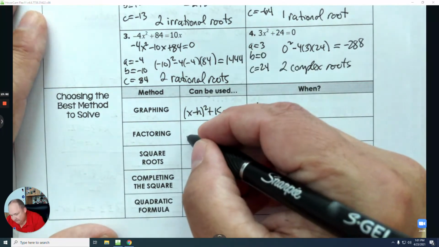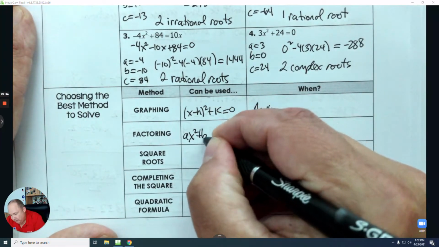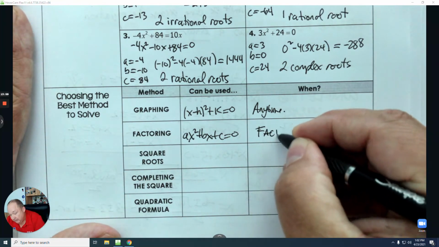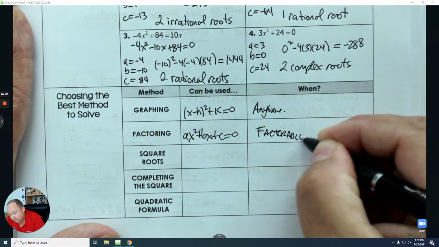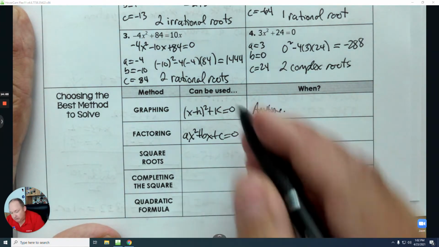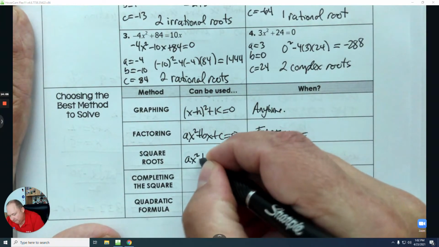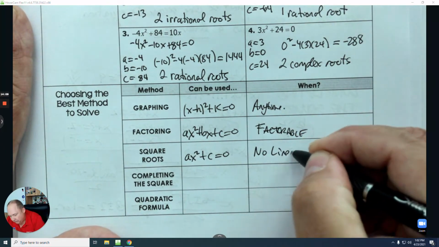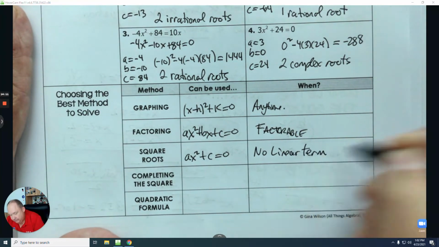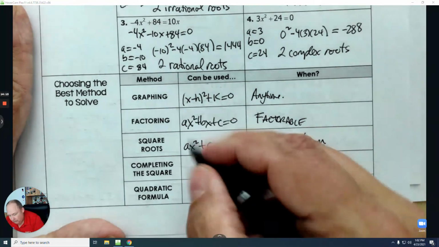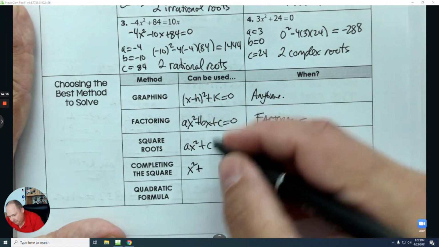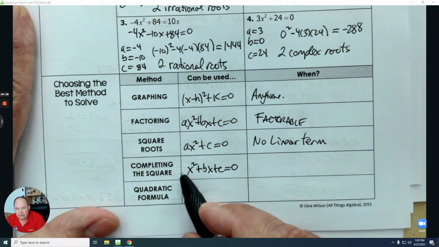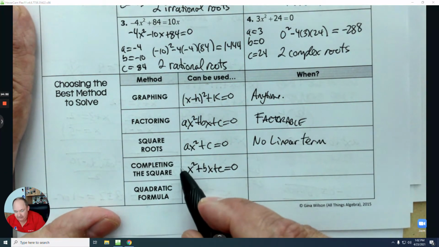Factoring. So again, it would be in this form. And it would have to be factorable. Not all quadratics are factorable. Square roots, it would be in this form. And no linear term, that's what we're looking for. Completing the square, I want you to notice that A has to be +1. That's why I didn't put an A there.